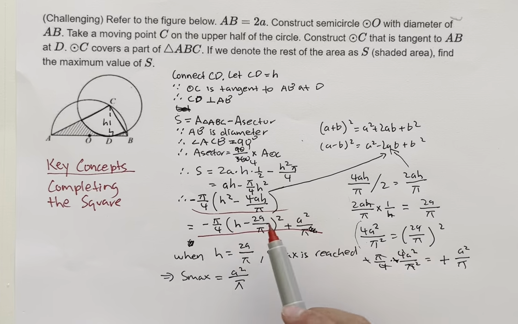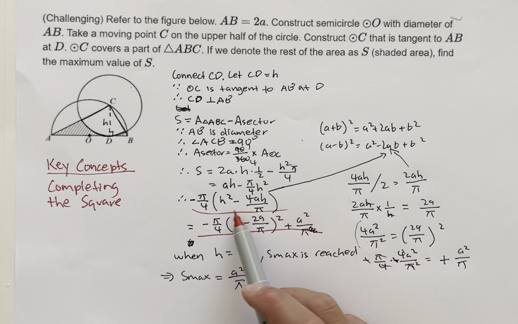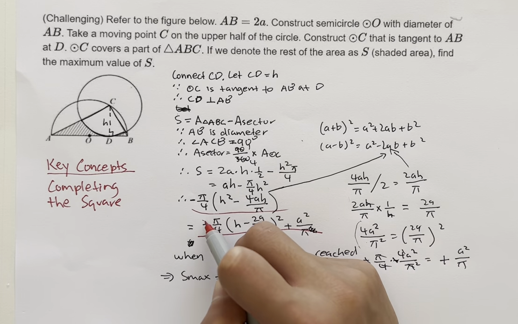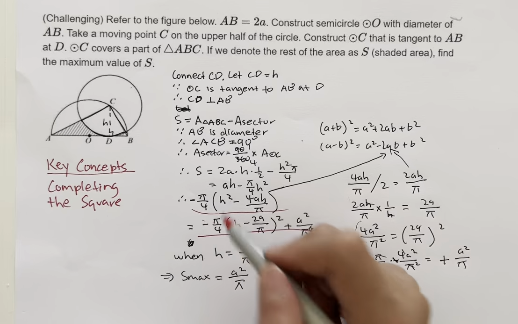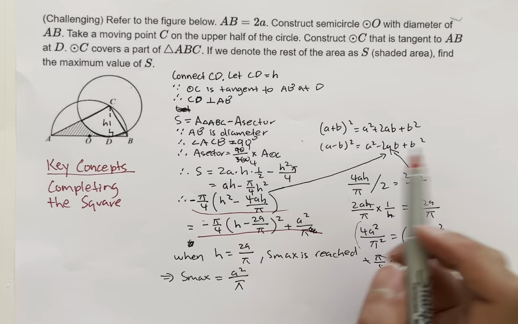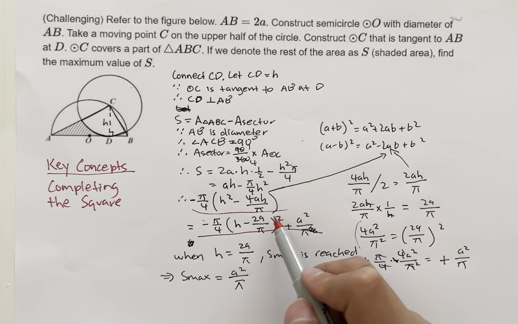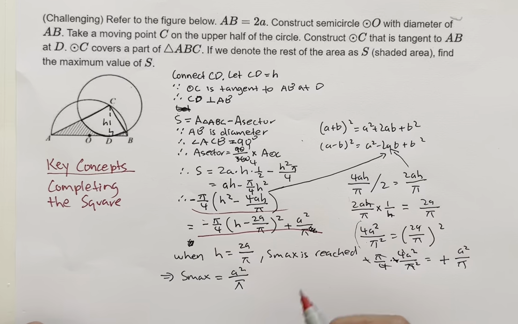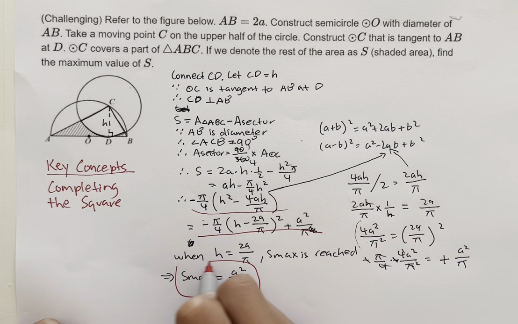So if h minus 2a over pi is positive, if this thing is larger than 0, then after multiplying by a negative number, it's going to be negative. So that's not going to be the maximum. So the maximum is going to be reached when this thing equals 0. And that is how we found out that the answer is going to be a squared over pi.